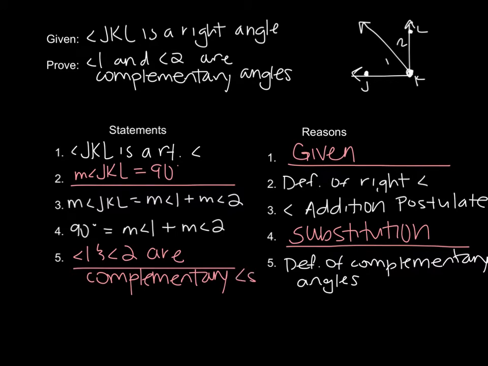All right, when we think about proofs, we always want to start off with whatever's given to us. So always this first statement. At the end of our proof, we should always make sure that our last statement is exactly what we're trying to prove. All right, and then all the reasons in between help you get from point A to point B.